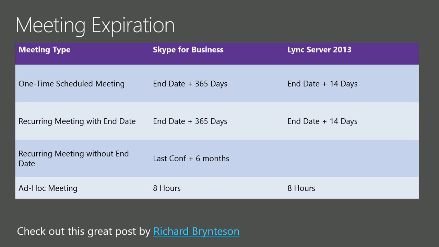Depending on how you start a meeting or schedule the meeting, you would have different sets of meeting expiration. A one-time scheduled meeting is the end date plus 365. It was the end date plus 15 or 14 days. A recurring meeting is the end date of the last recurrence plus 365. And then we have ad hoc meetings, 8 hours.